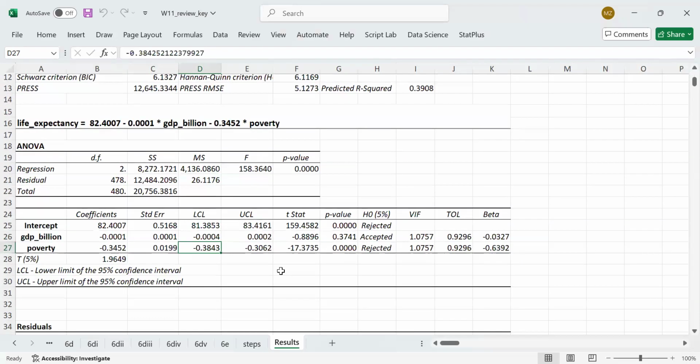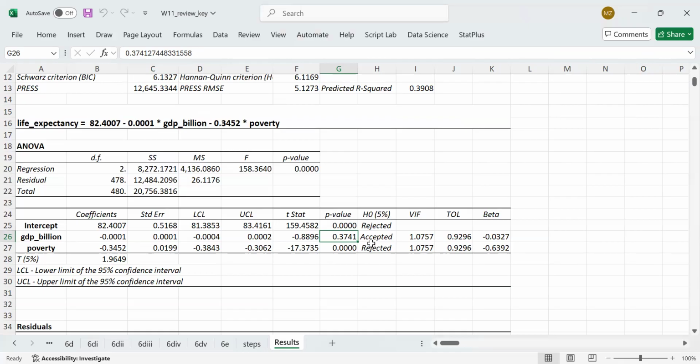And something you can also check is the p-value. If you see for GDP, the p-value is 0.37, which means your null hypothesis is accepted, which means that the GDP coefficient is not statistically different from zero, which indicates that there most probably is not a relationship between the dependent and the independent variable. Whereas for poverty, the null hypothesis is rejected, which means that it is a non-zero value. And so you can say that there's a statistically significant relationship between both the variables.